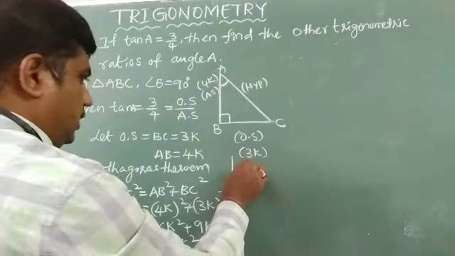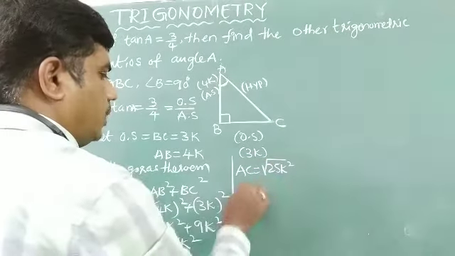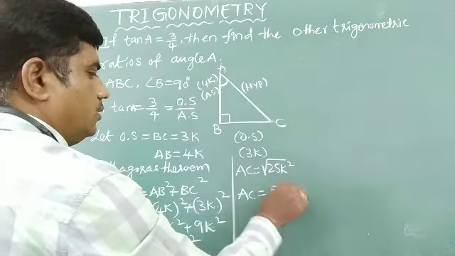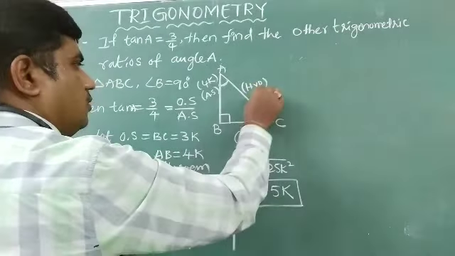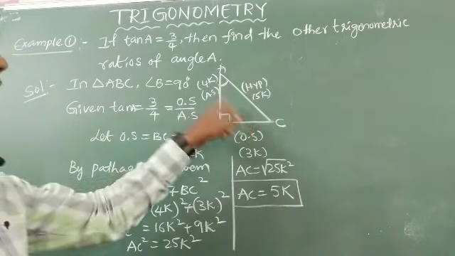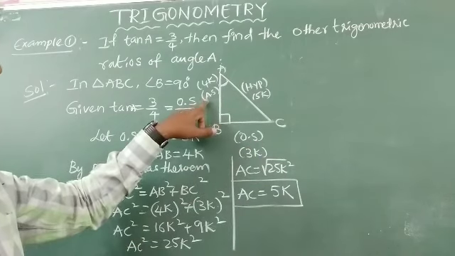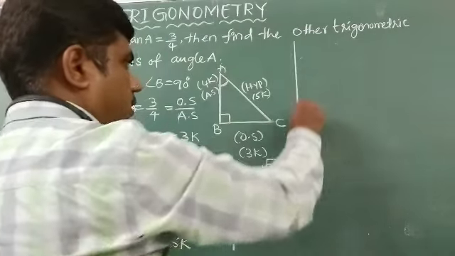So AC equals the root of 25K square. Therefore AC equals 5K, since the square root of 25 is 5 and the square root of K square is K. So the hypotenuse value is 5 times K. Now we know all 3 sides of the right angle triangle: opposite side 3 times K, adjacent side 4 times K, and hypotenuse 5 times K. So now we can find all the remaining trigonometric ratios.